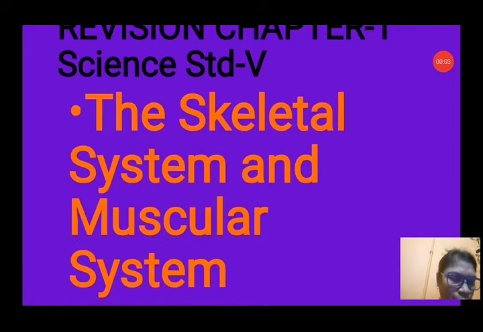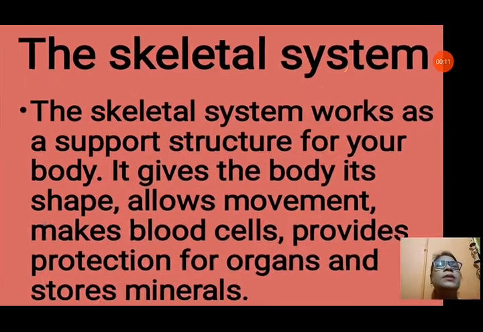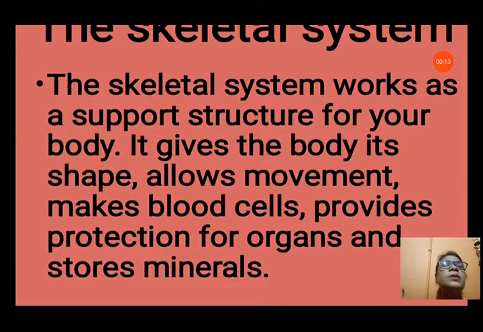Today in this class we will revise chapter 1, the skeletal system and the muscular system. So let us start with the skeletal system. The skeletal system works as a support structure for your body. It gives the body its shape, allows movement, makes blood cells, provides protection for organs and stores minerals.